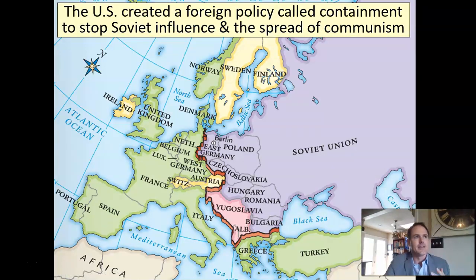Now that the United States sees Stalin as a threat, they adopt a policy called containment, right? Stop Soviet influence, stop the spread of communism. This is the main U.S. foreign policy for the rest of the Cold War. So anytime they thought communism would be spreading, they wanted to stop it, prevent it, not attack the Soviet Union. That would lead to open war, but to contain the spread.